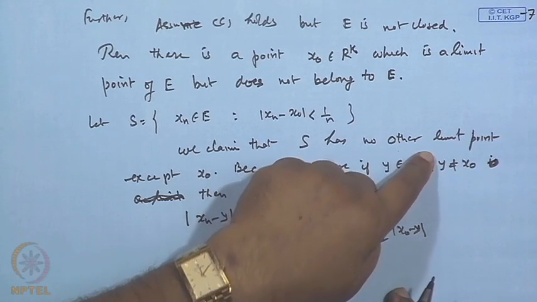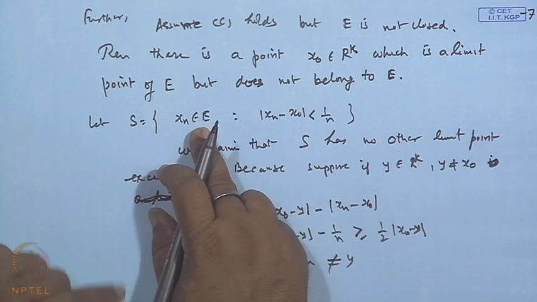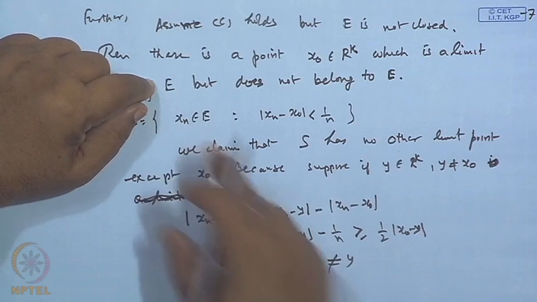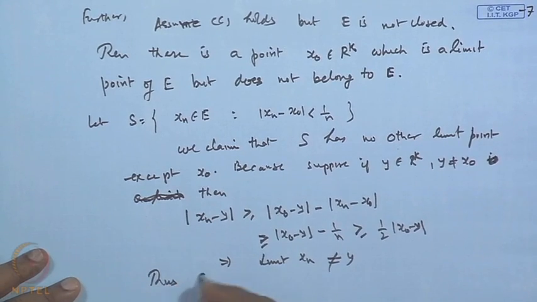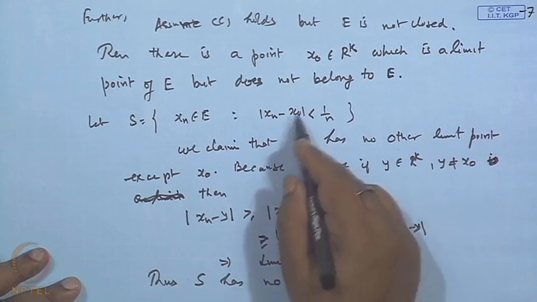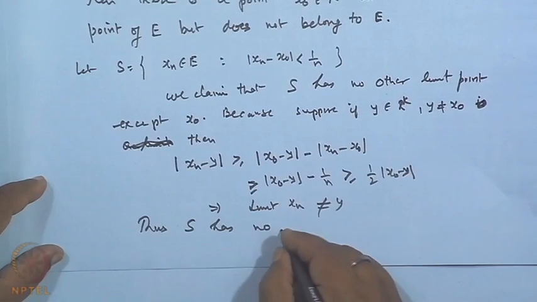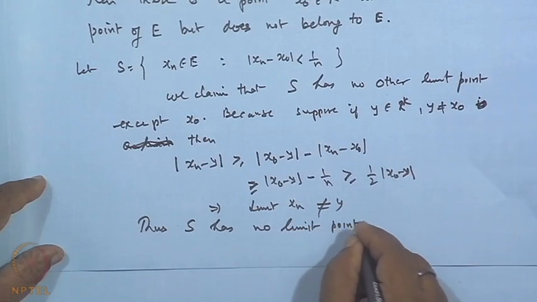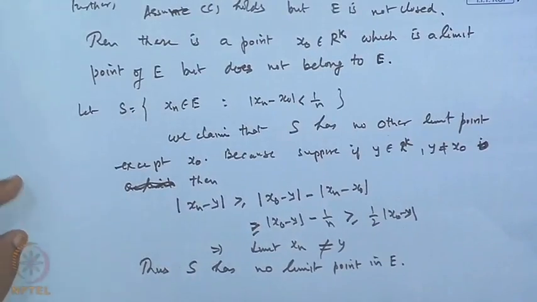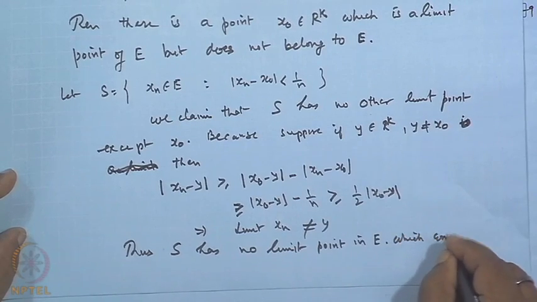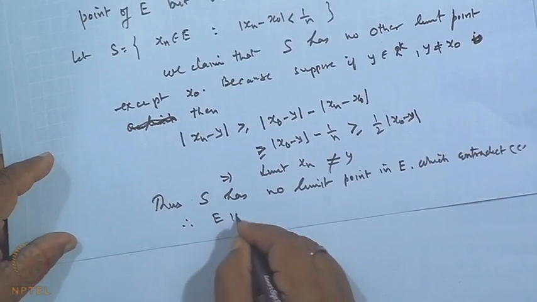So, S cannot have a point other than x naught as a limit point, but x naught is a point which does not belong to our set E. Thus S has no limit point in E, because x naught is not in E. Hence this contradicts our assumption C. Therefore, our E is closed.